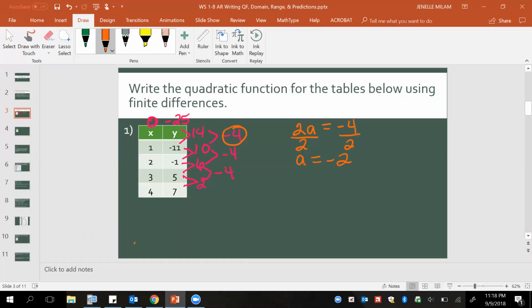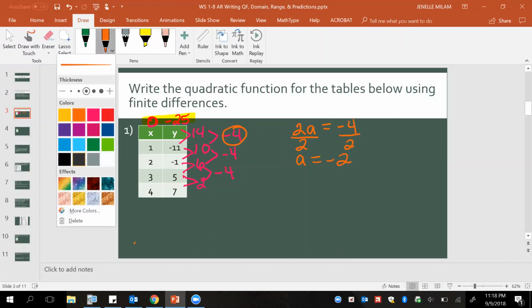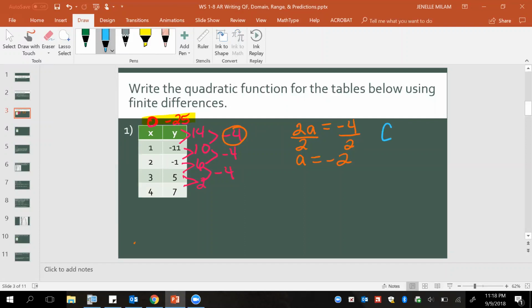Then we're going to solve for c next. C is always going to be where x is 0. So right here, my c value is equal to negative 25. Okay, and then finally, the last thing we're going to do is get our b value. This is the trickiest one.